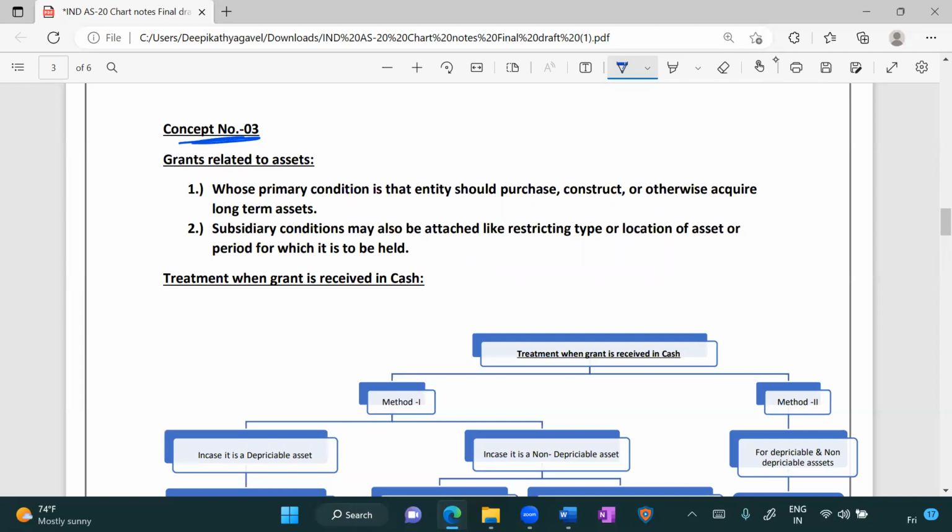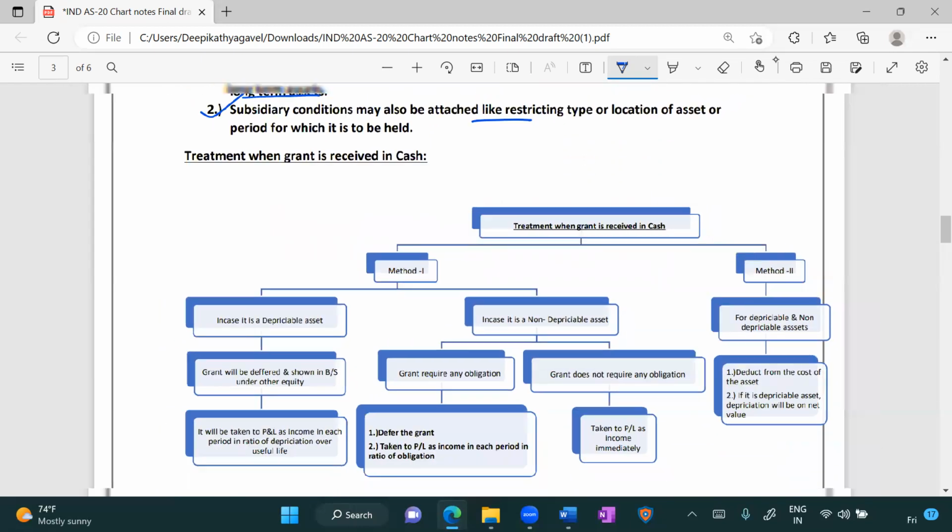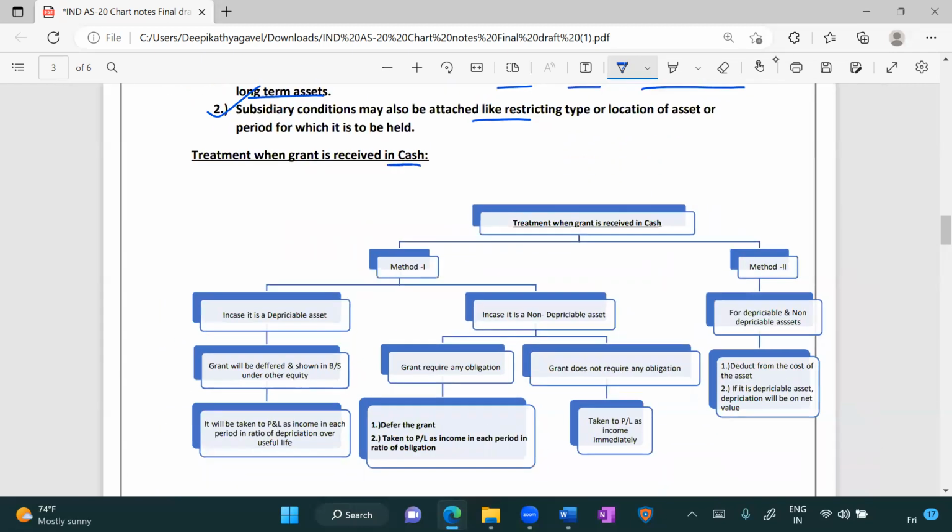Moving on to concept number 3, grants relating to assets, whose primary condition is that the entity should purchase, construct, or otherwise acquire long-term assets. Subsidiary conditions may also be attached, like restricting the type or location of the asset or the period for which it is to be held, right? So in case you have these two conditions, and in case your grant is received in the form of cash, then how will you treat it?